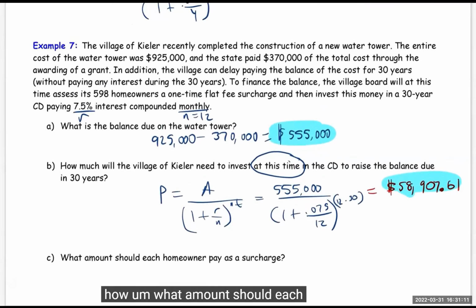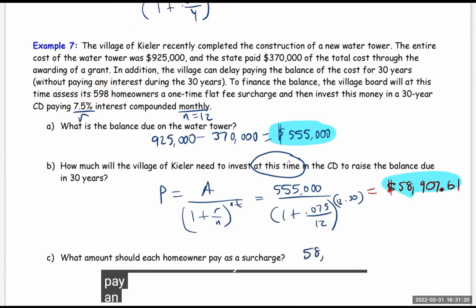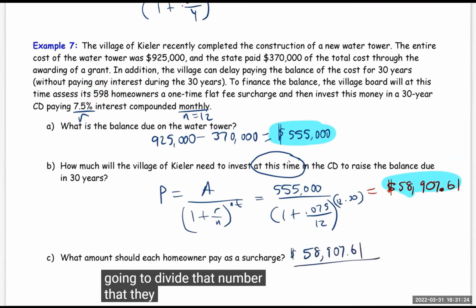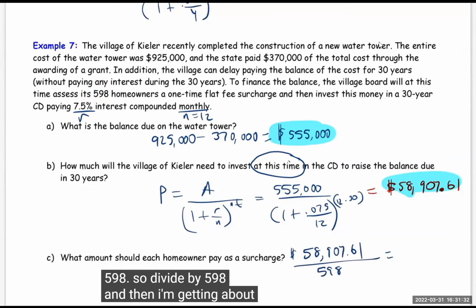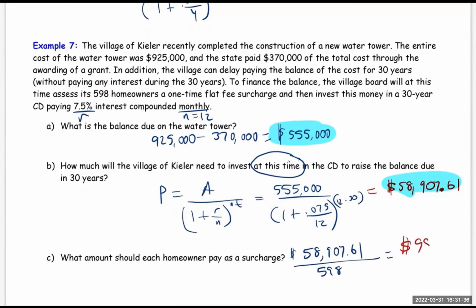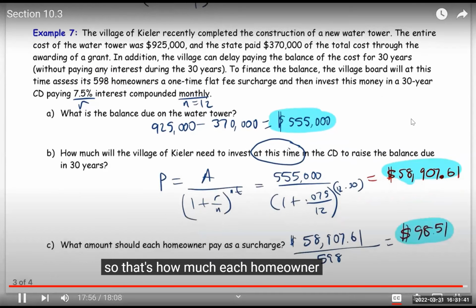What amount should each homeowner pay as a surcharge? Well, since there's 598 homeowners and you want them each to pay an equal amount, then that means you're going to divide that number that they owe evenly by 598. So divide by 598, and then I'm getting about $98.51. So that's how much each homeowner would pay.